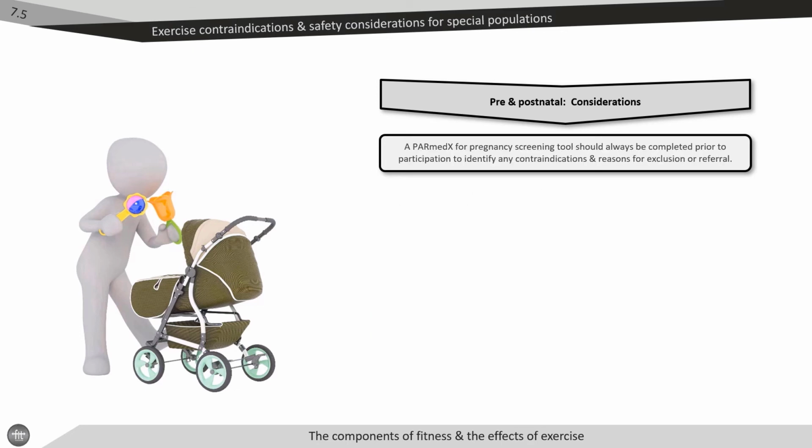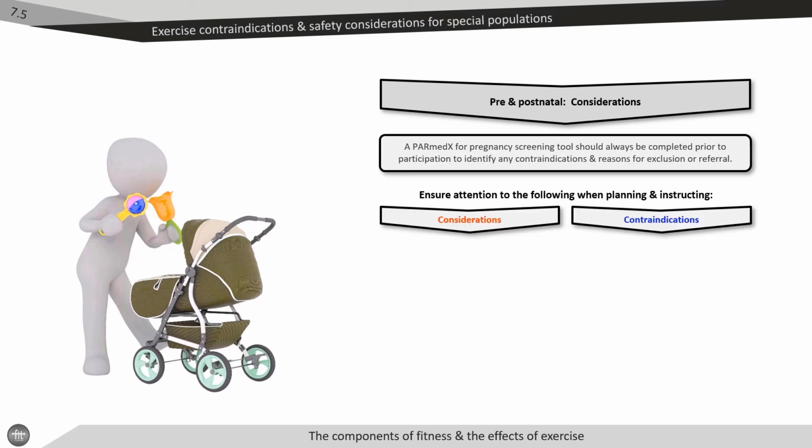A PAR-MEDX document for pregnancy is a screening tool which should always be completed prior to participation of exercise to identify any possible contraindications and reasons for exclusion or referral. A healthy pre- or postnatal woman can be accommodated for with regular exercise sessions with basic modifications. However, attention to the following considerations and contraindications of this population group needs to be given.